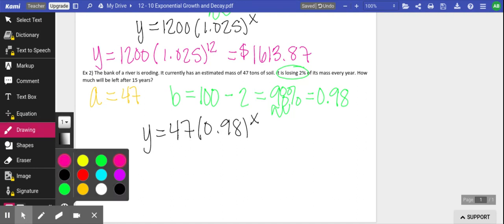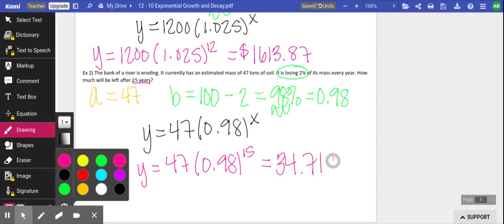And then our last step is to answer that question. So we have 15 years is what we're trying to figure out. So we have y equals 47 times 0.98 to the 15th power, which leaves us with about 34.71 tons.